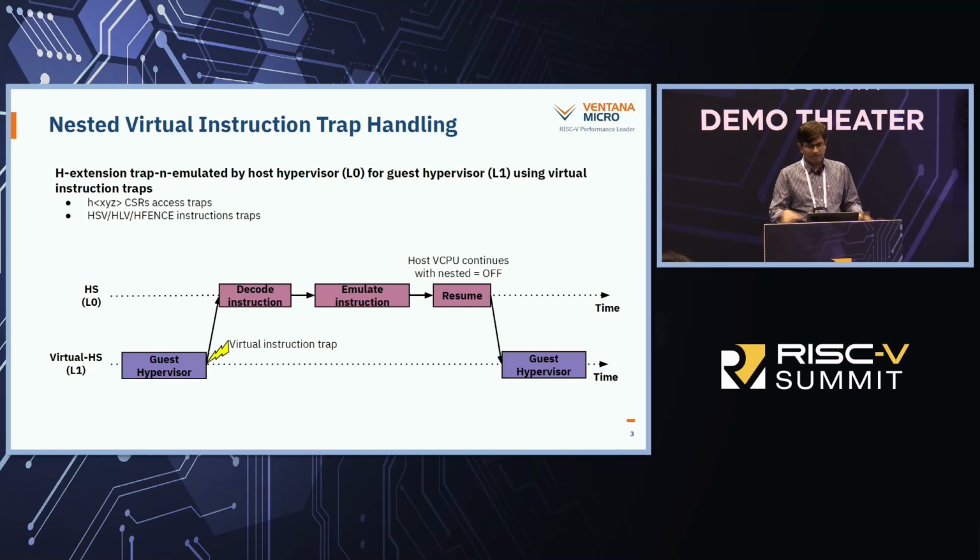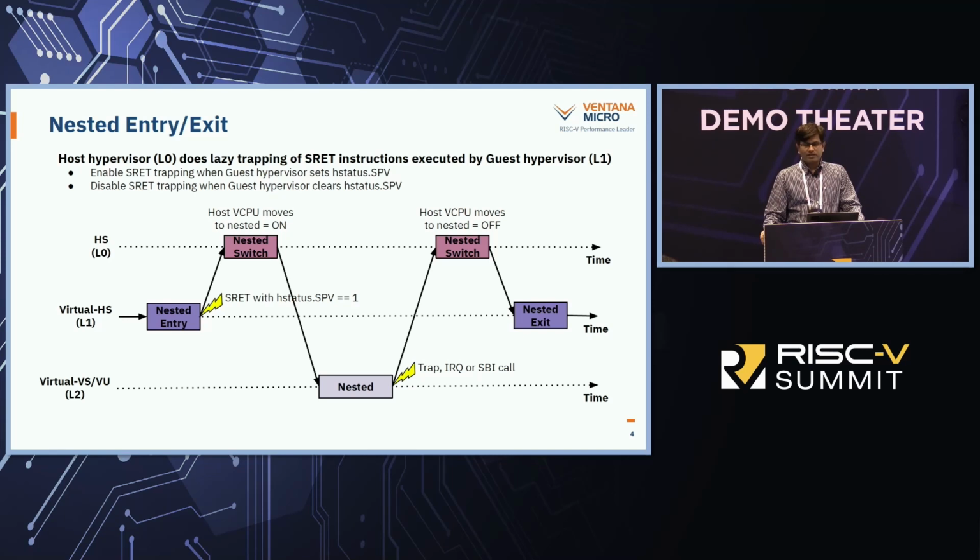The diagram shows that whenever the guest world accesses the H CSRs or H instructions, it will trap to the L0 hypervisor, and the L0 hypervisor will trap and emulate the whole thing. Similarly, when the guest hypervisor, or L1, wants to enter the nested world, which is L2, it will have to go through the L0 hypervisor, and this is achieved by doing lazy trapping of the SRET instruction. Whenever there is lazy trapping or a world switch through the L0 hypervisor, there is a nested switch involved, where the nested switch switches the guest world from the non-nested case to the nested virtualized case.